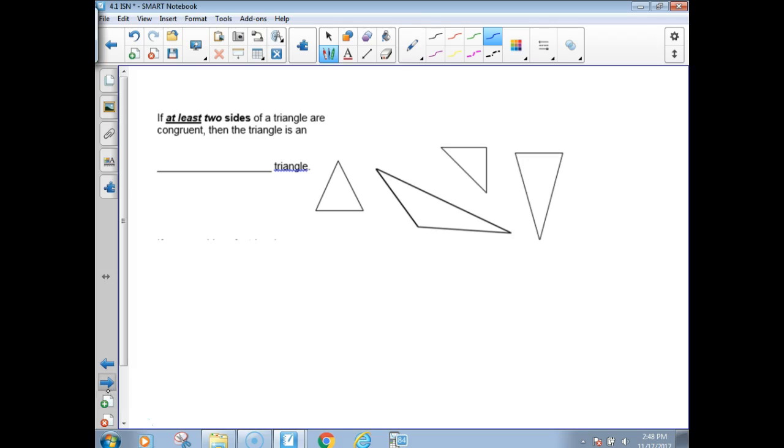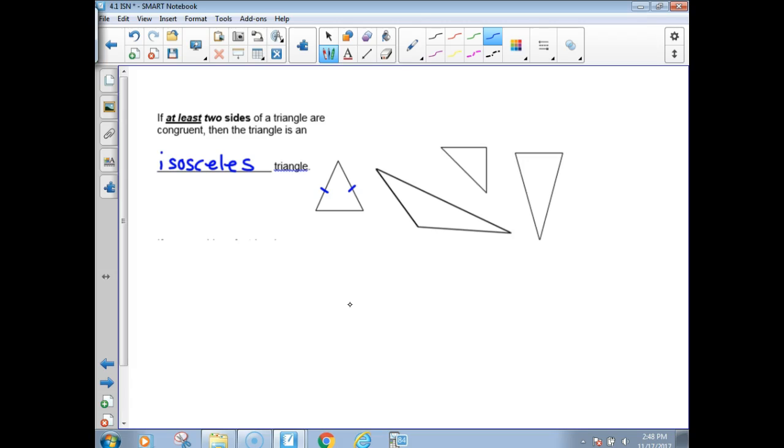When a triangle has at least two sides congruent, then the triangle is an isosceles triangle. I-S-O-S-C-E-L-E-S. I say it kind of like that in order to help me remember how to spell it. The sides that are congruent in the first triangle are here and here. These are all variations of an isosceles triangle.